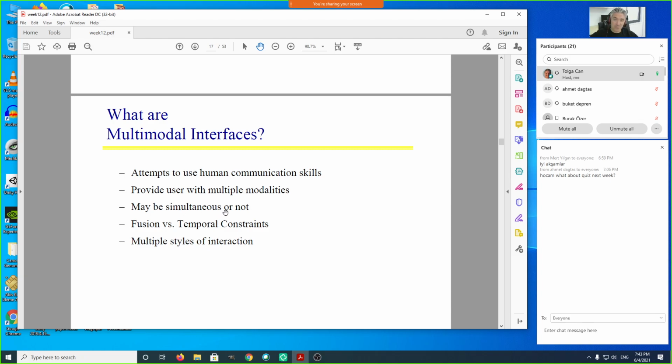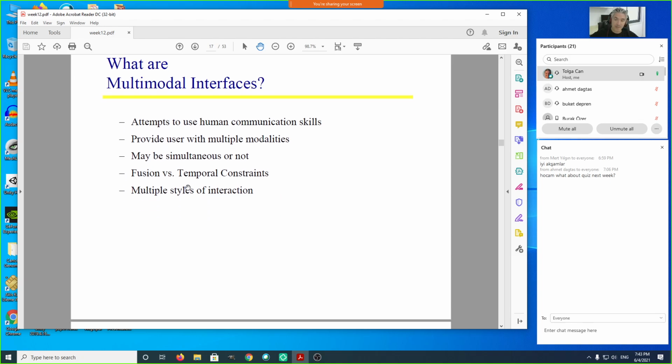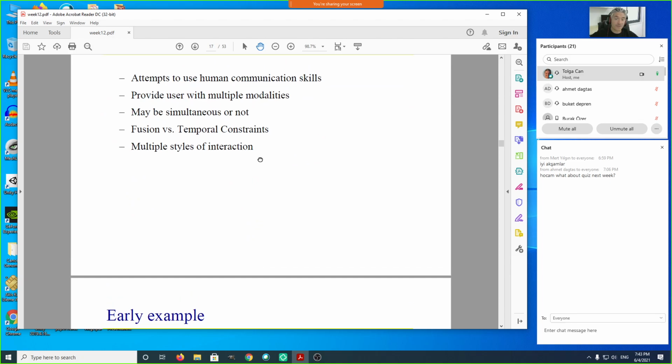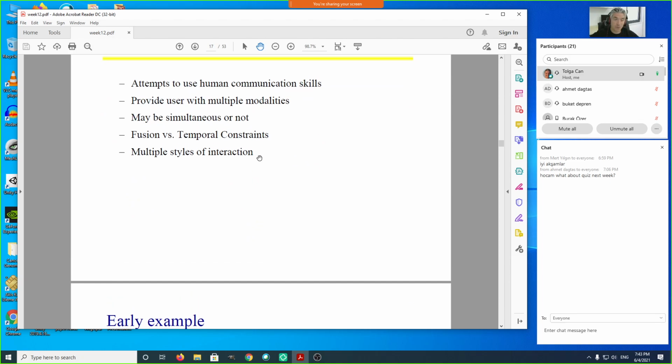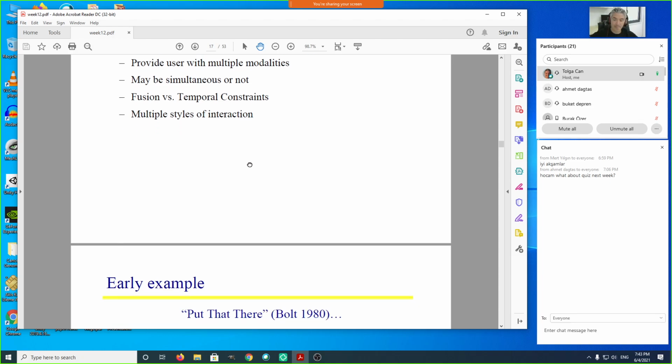Some of these modalities may be simultaneous or not. And how we are going to integrate these modalities is an important challenge. There are temporal constraints, like the time-based synchronization of these modalities is important. And there are multiple styles of interaction for different applications, for different situations. You're not going to interact with your smart home as you interact with your desktop computer.